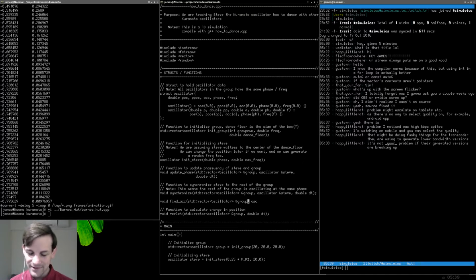Okay, so let me see. Group. And what else do we need? We need to find the acceleration, but I think that's all we need to do, right? Because the acceleration is going to be dependent on everything else. So let's go ahead and figure out what the acceleration is.